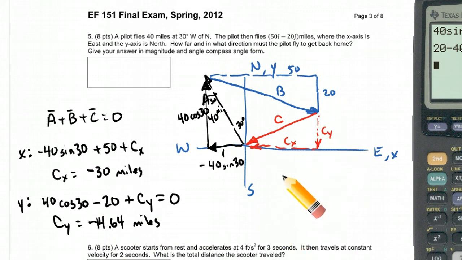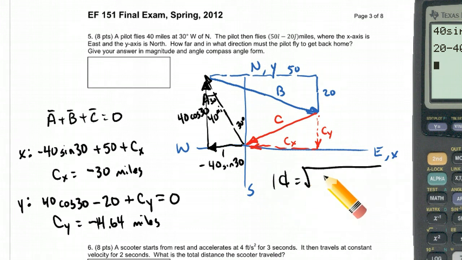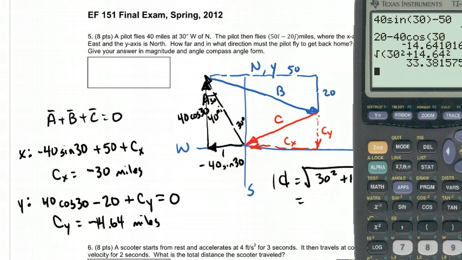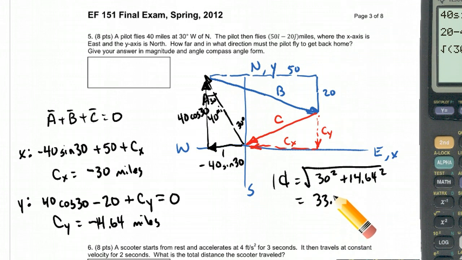Okay, so components are at a right angle, so the magnitude of C is the square root of 30 squared plus 14.64 squared. Dropped off my negative signs because I am squaring them. 33.4 miles is the magnitude. Okay, we also need to know the angle.